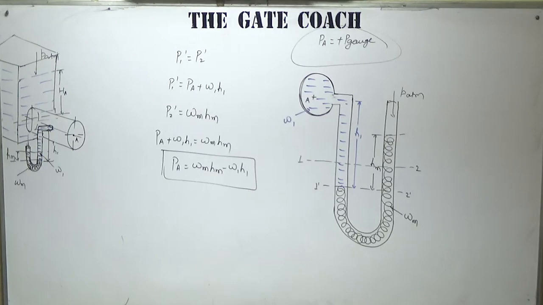Obviously, here we are taking the value of W as 10,000 and we know the actual value is 9810. So, obviously, in this numerical, you will use g equals 10. Okay, here you will use the value of g as 10, in meter per second square units.